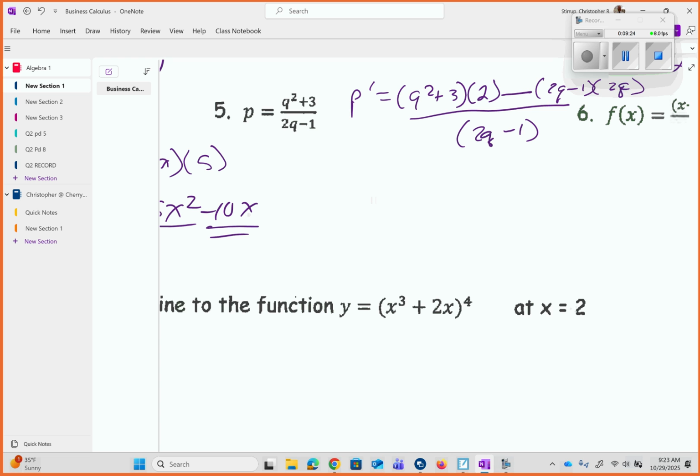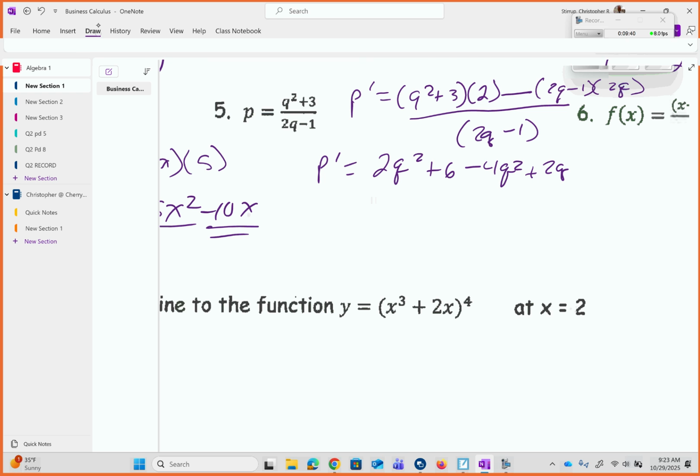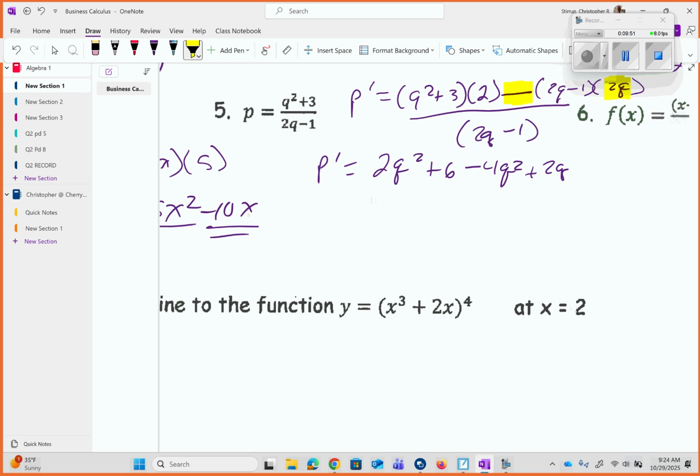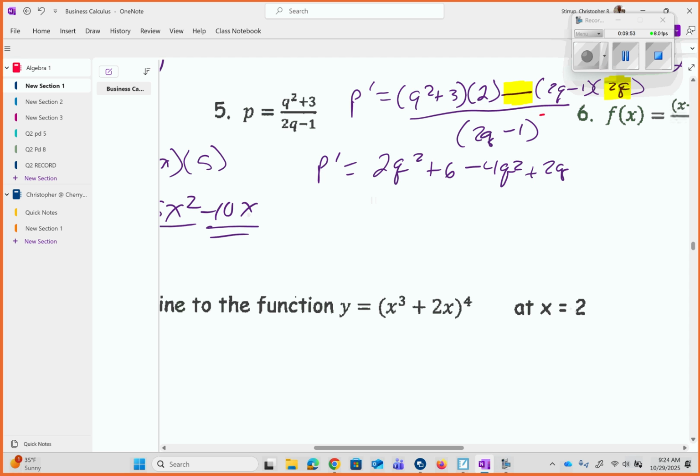If we wanted to clean it up a little bit, multiply on the top, so I'm going to get 2q squared plus 6 minus 4q squared plus 2q. What I basically did here, if you didn't see it, is I'm incorporating this negative with this negative 2q, and that's what I'm distributing over. And then I forgot one part on there. This should have been squared. So then I can square the bottom.